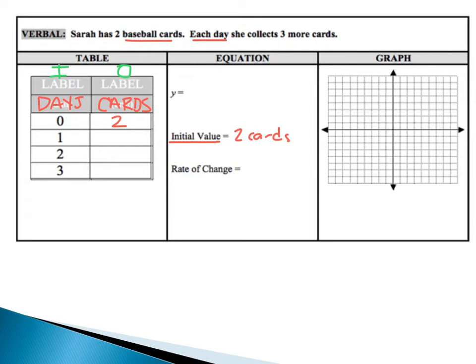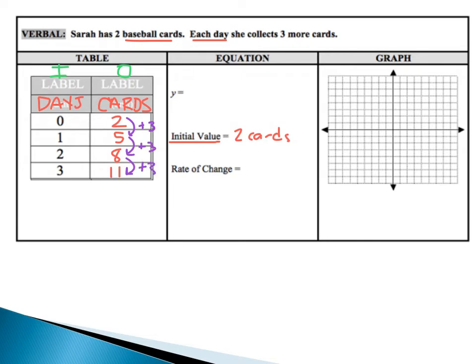It says each day she collects 3 cards. So think about after 1 day, how many cards would she have? If she adds 3 cards each day, 2 plus 3 gives me 5. Then the next day, 5 plus 3 gives me 8, and 8 plus 3 gives me 11. How do I figure this out? Each day I'm adding 3 cards, and you should see a pattern here. Each day I'm adding 3.